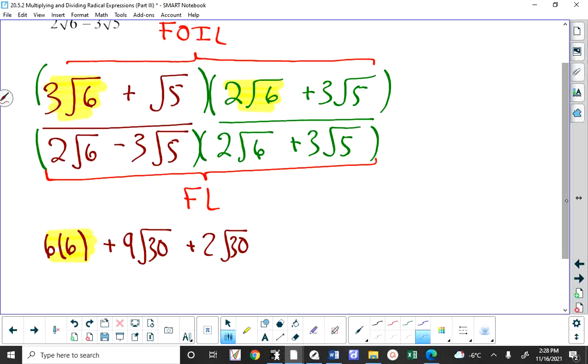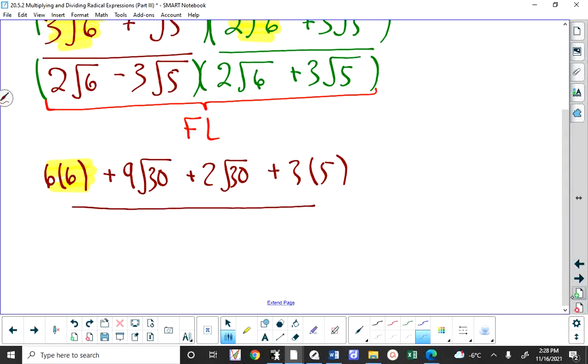Root 5 times 3 root 5 is 3 times 5. So outer is 3 times 3, which is 9, and root 6 times root 5 is root 30. That's correct. Inner, I've already checked the first. Inner is 2 times root 6 times root 5, which is 2 root 30. And last is 3 times root 5 times root 5. Root 5 times root 5 is 5.